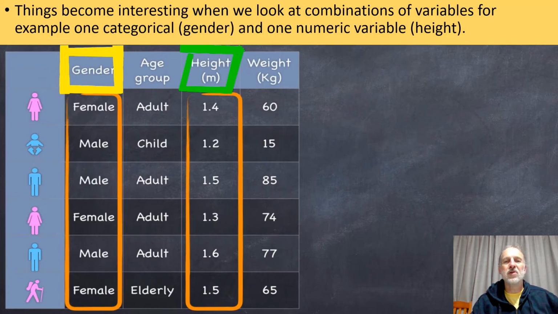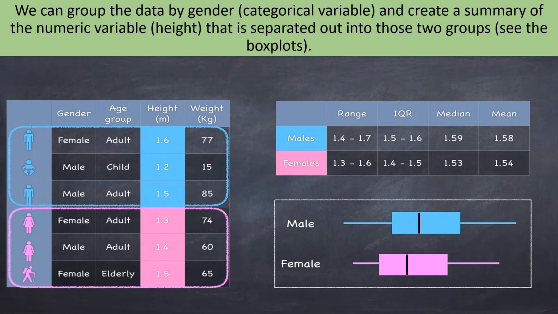Things become interesting when we look at combinations of variables. For example, one categorical variable, gender, and one numeric variable, height. We can group the data by gender. Gender is a categorical variable, as you know, and we can create a summary of the numeric variable, height, that is separated out into those two groups. Just look at the box plots and you will see a blue one for the males and a magenta one for the females.